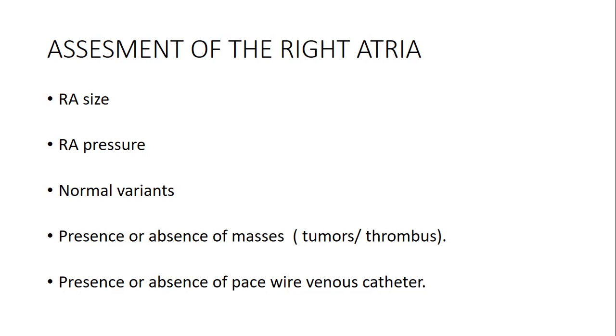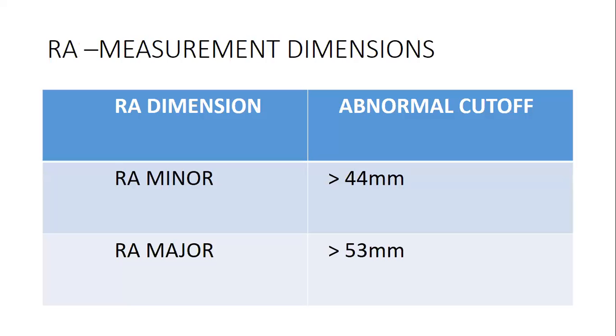Some patients are sent for cardiac ultrasound basically to check for a pacewire or venous catheter. For those with pacemakers, you can also check for those. Maybe they just want to see if the pacemaker is in situ. So cardiac ultrasound may also be requested specifically to look at that. So things must also make sense even as you look at those things.